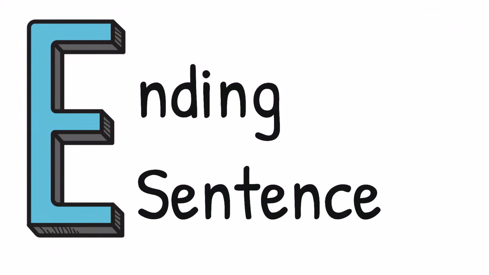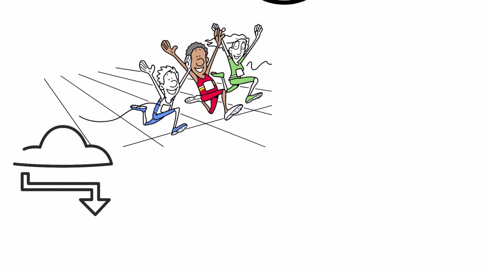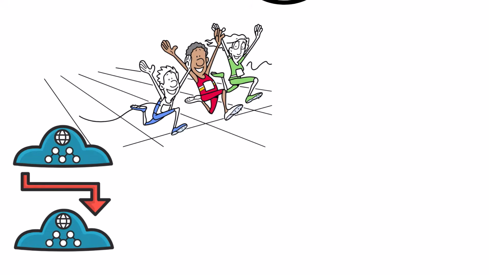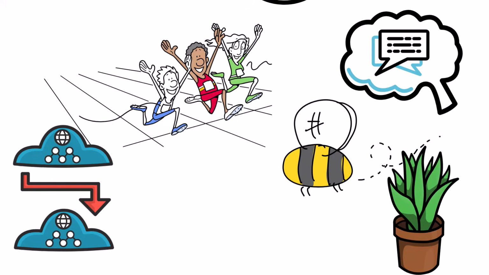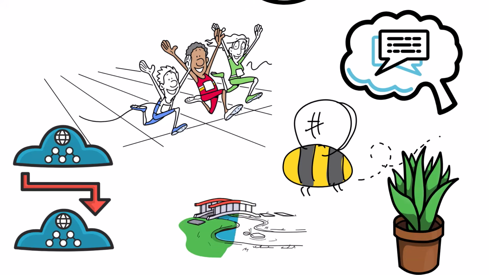E is for ending sentence. This is the last sentence of your paragraph. It wraps up your idea and connects back to your topic sentence. It should summarize the main point you just made. For example, because bees help so many plants grow, they are a vital part of our ecosystem.